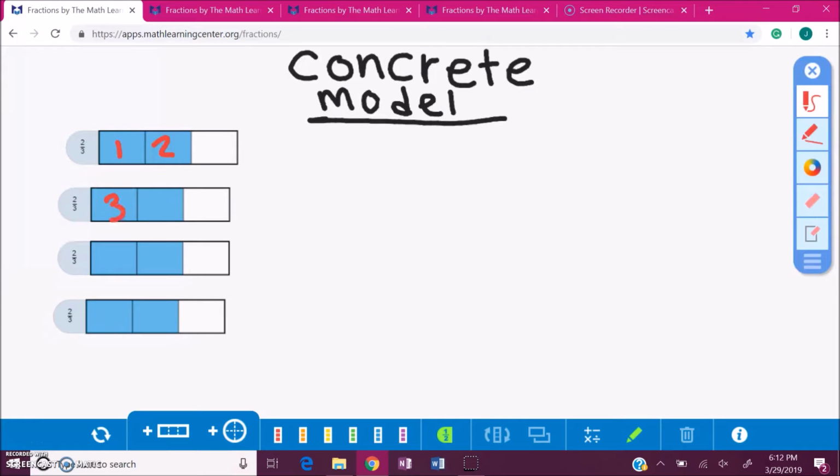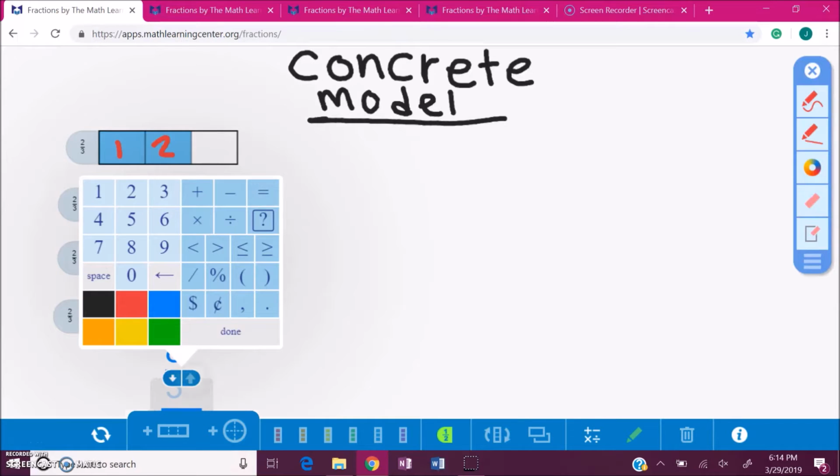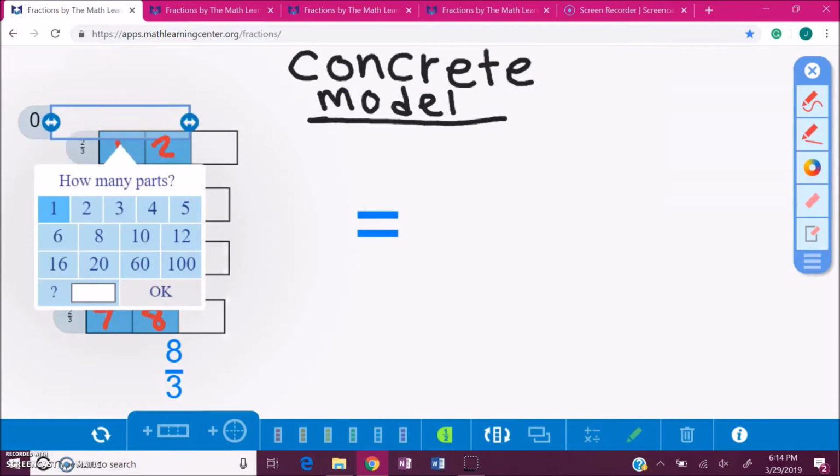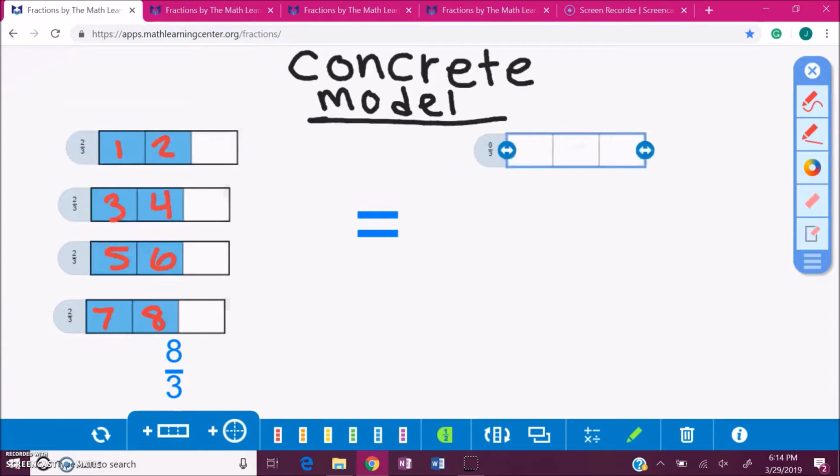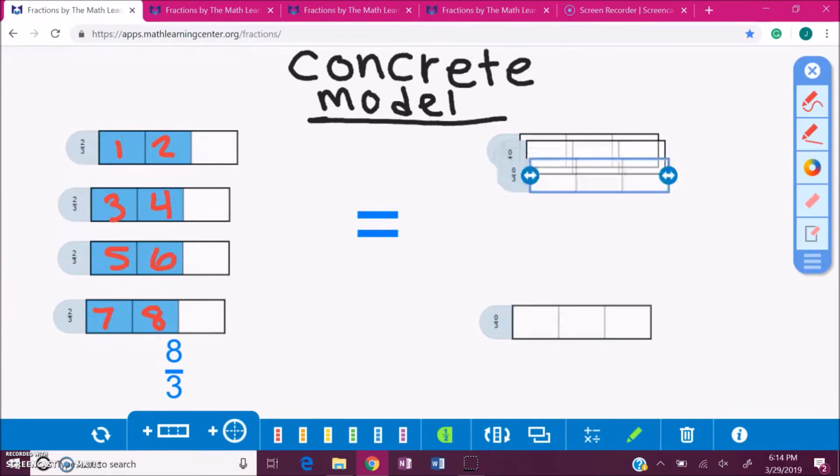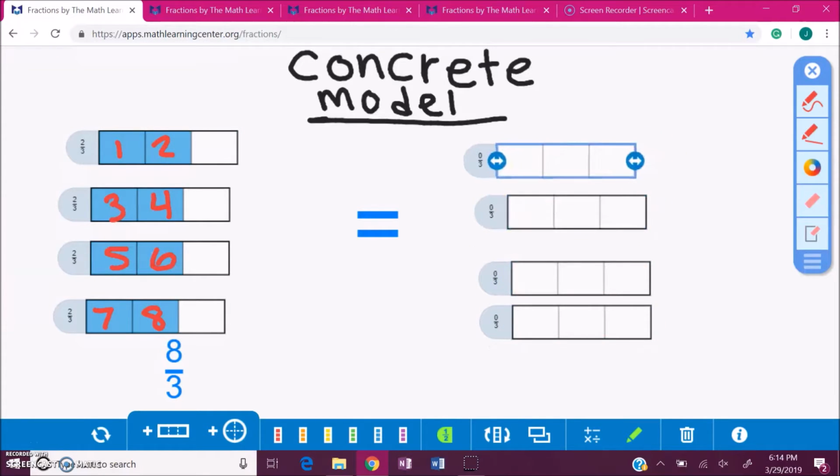Now let's count how many thirds we have shaded. We can see that we have shaded in 8 thirds. We can rearrange the 8 thirds to represent the shaded parts all together. This will help us find out how many cups of water Macy will need.